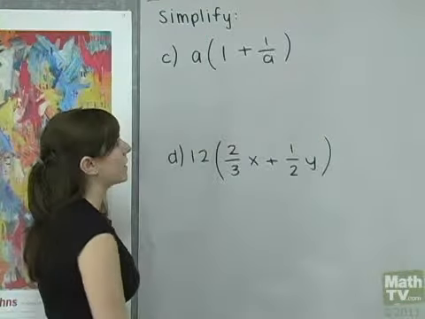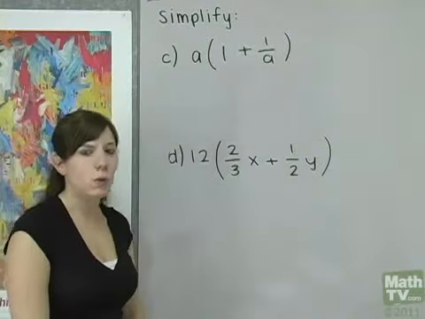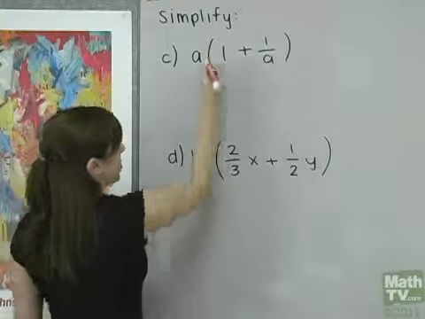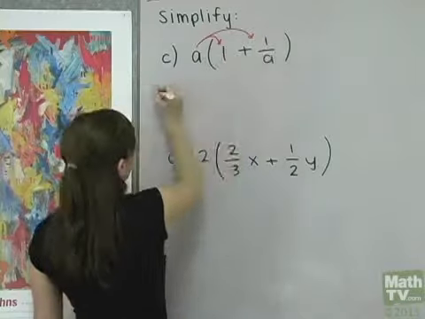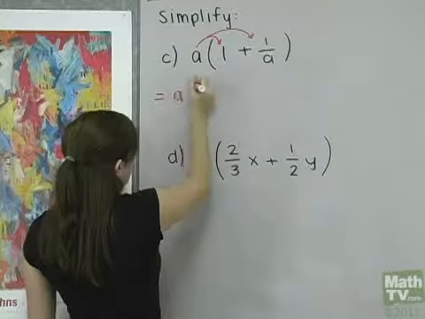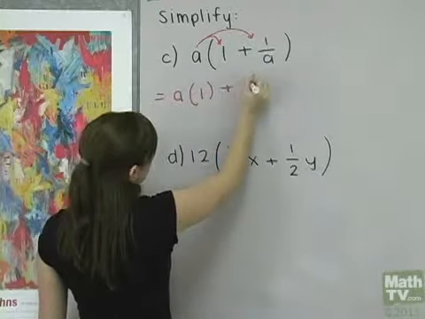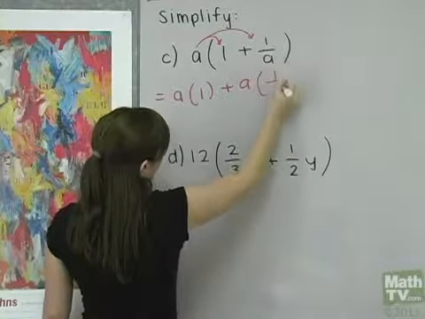Now in part C, we have a times the quantity 1 plus 1 over a. Applying the distributive property, we're going to do a times 1 and a times 1 over a. So we get a times 1 plus a times 1 over a.